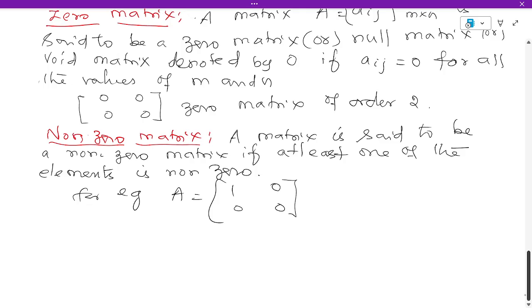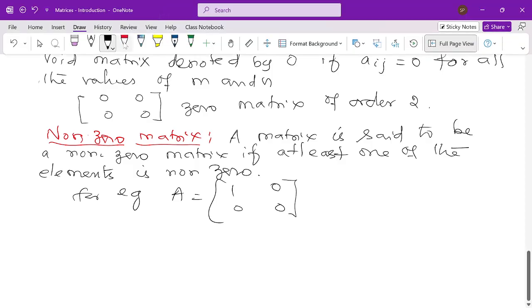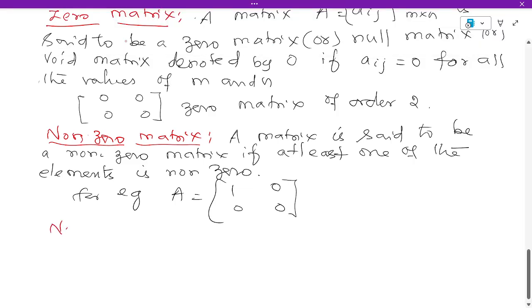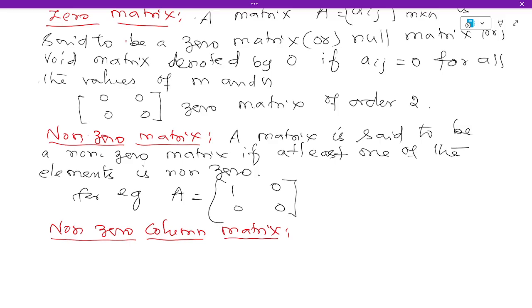Then I can write non-zero column matrix. It is very, very important. We will see this definition in our unit 1, non-zero column matrix. Actually, today I uploaded one video. I don't know how many of them will go through this. In that video, I explained the non-zero column matrix.